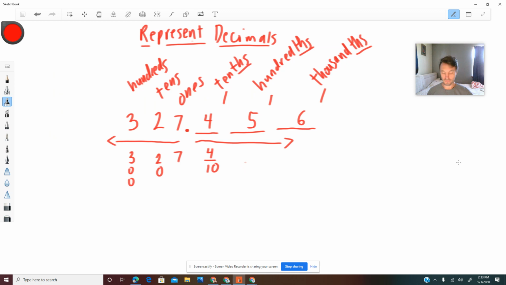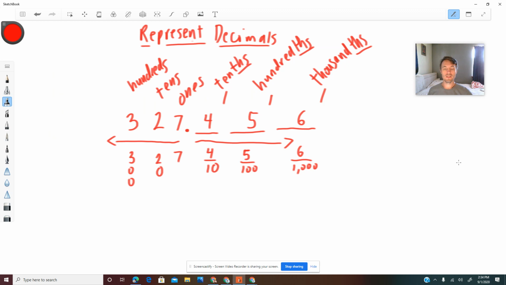What would the value be of the 5 in the hundredths place? It's 5 hundredths. It's 1/100th 5 times. Therefore, it's 5 hundredths. So you write it as 5 over 100, or 5 hundredths. And the 6 in the thousandths place would be 6 out of 1,000 equal parts, or 1/1000ths 6 times. So it's 6 thousandths, or 6 over 1,000.